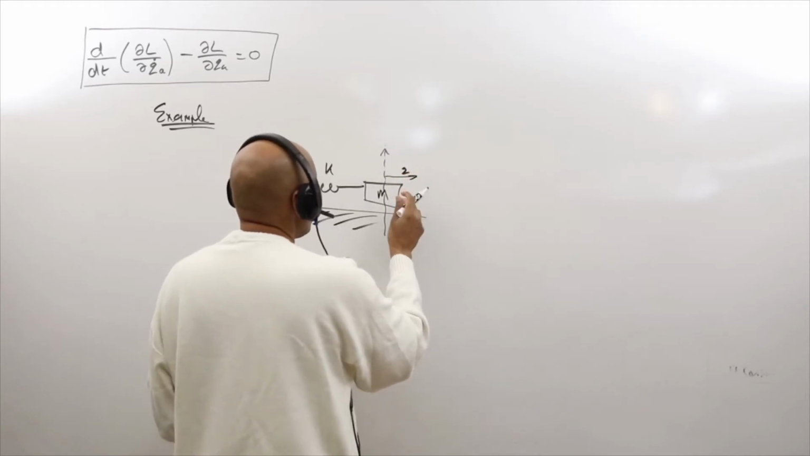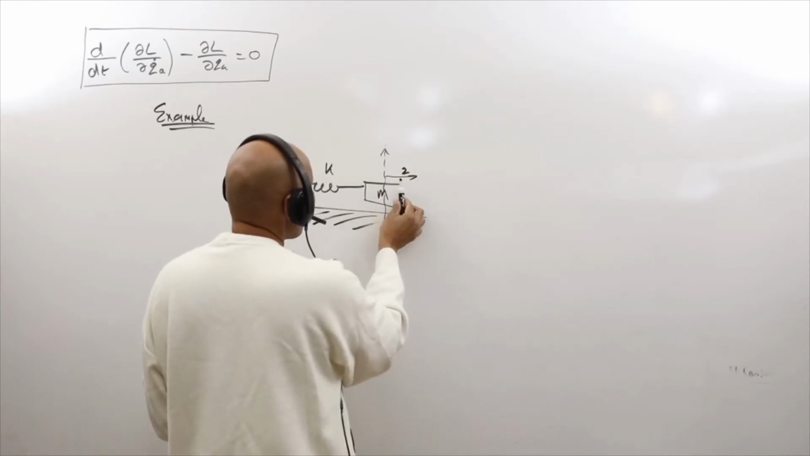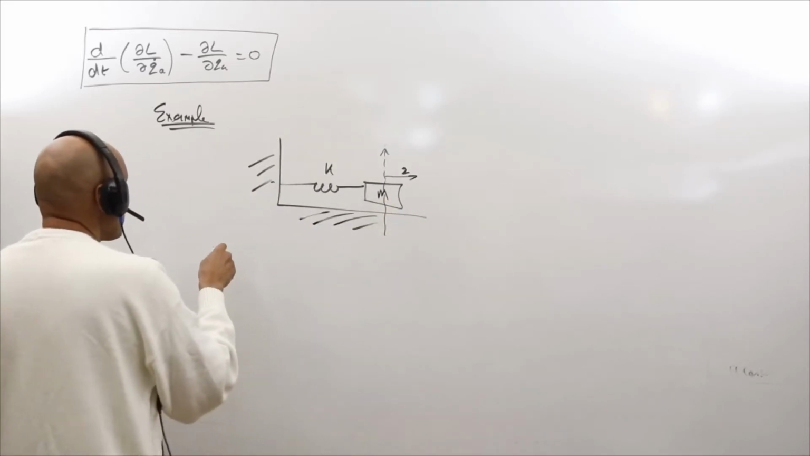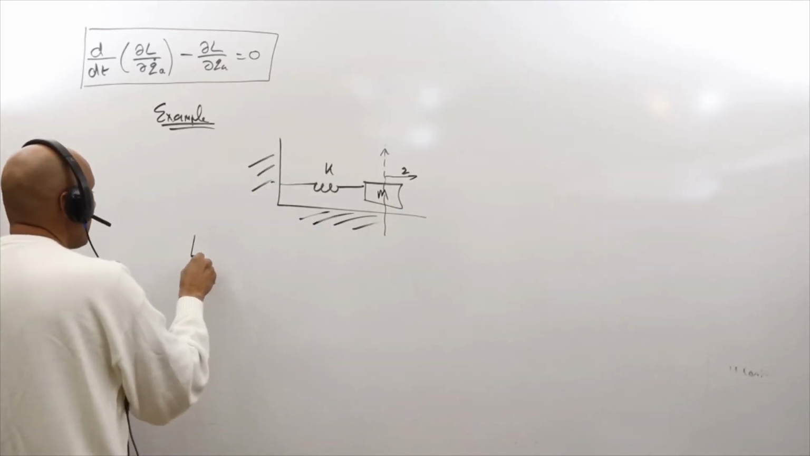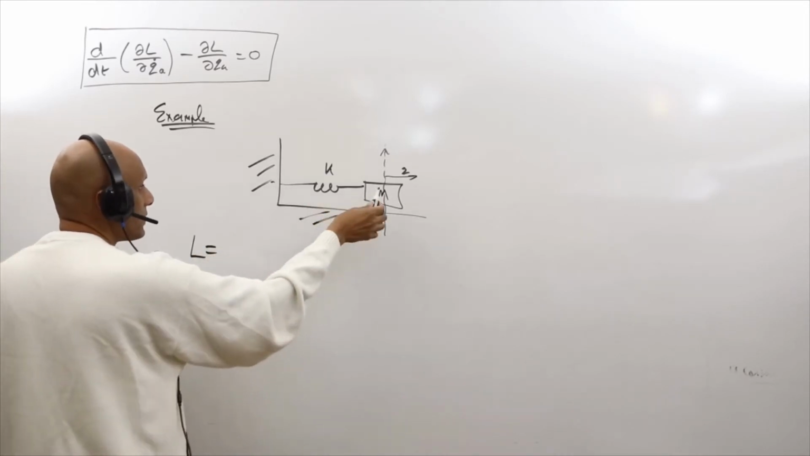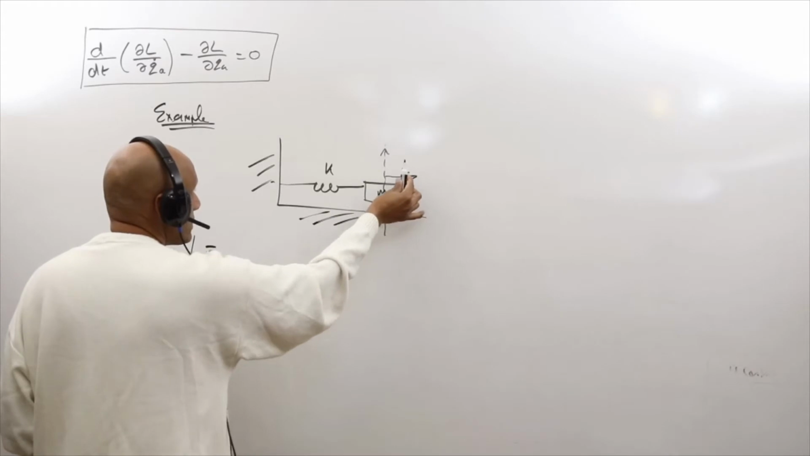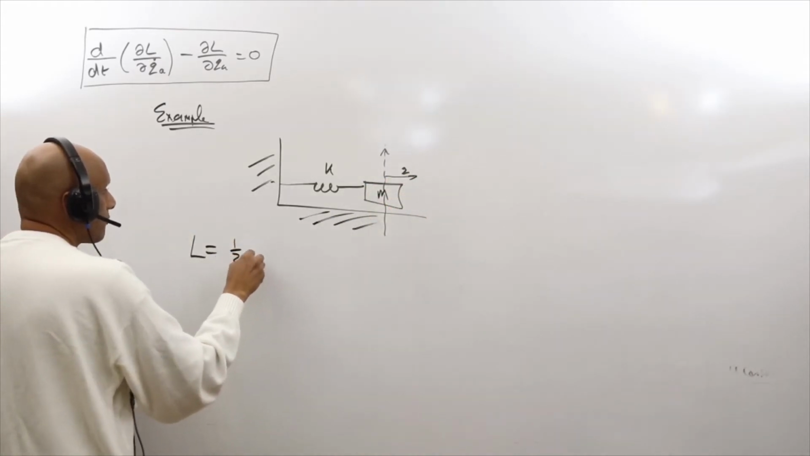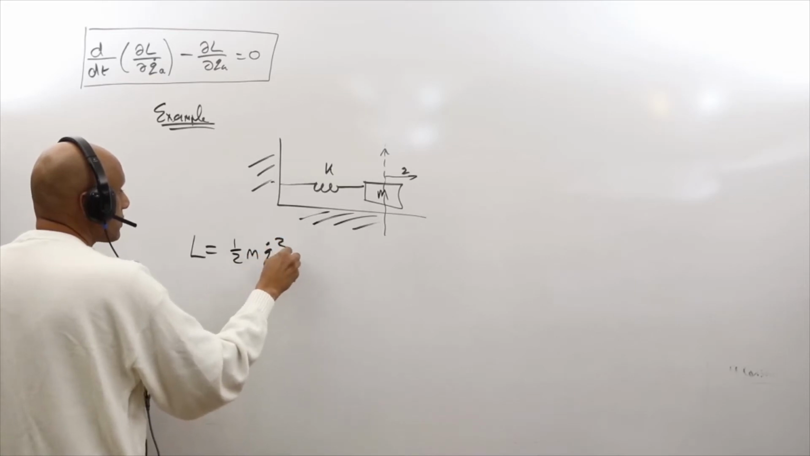And this q is basically the displacement from the equilibrium point. So again, we're going to repeat this process of calculating the Lagrangian L, which is kinetic energy minus the potential energy. The kinetic energy of the system, if q is a generalized coordinate displacement from the equilibrium, we can take as 1/2 m q dot squared.